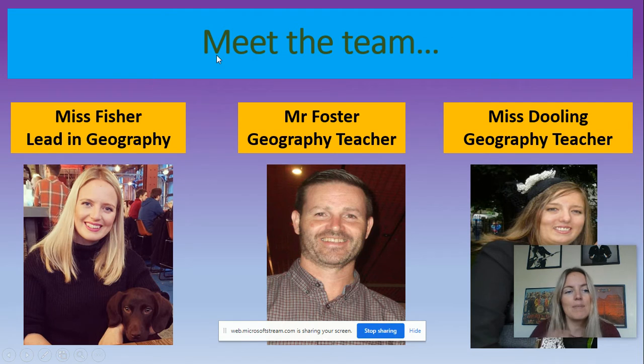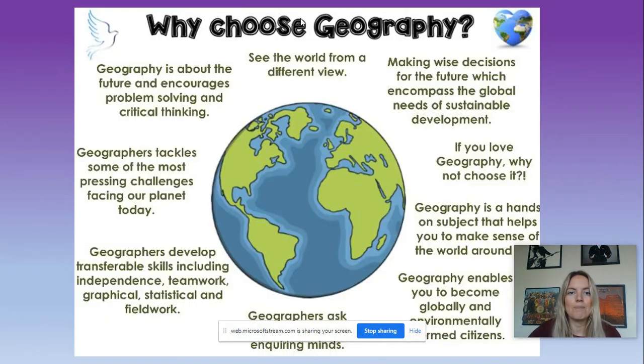So as I said, I'm the lead in Geography and we have Mr Foster and Miss Dooling, who will also be responsible for Key Stage 4 Geography. Now, the way that we structure our classes, you will have two teachers. So you will have myself and either Mr Foster or Miss Dooling, and you will do different topics with each teacher. For example, I might do climate and Mr Foster will do development at the same time. So you'll have two separate topics at the same time with different teachers.